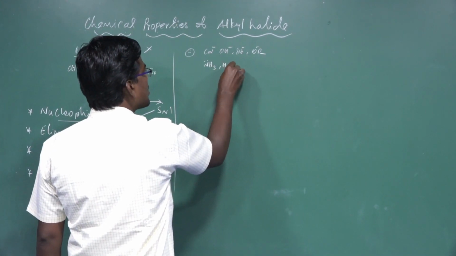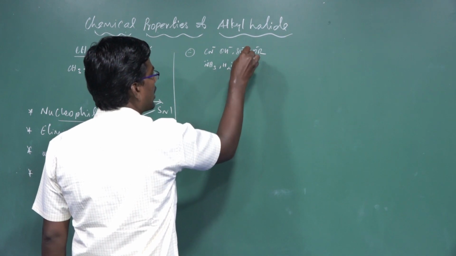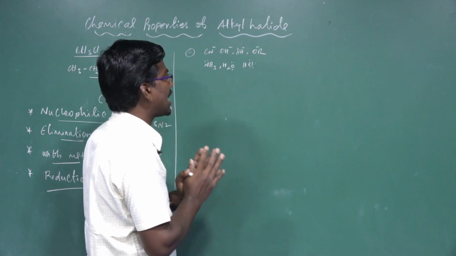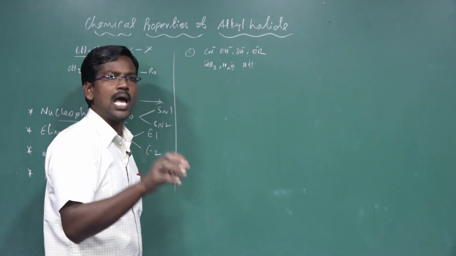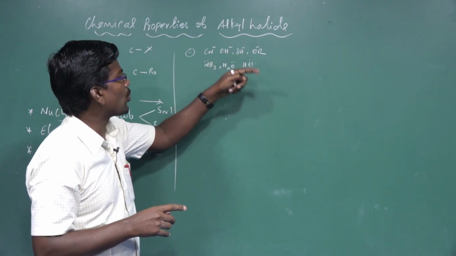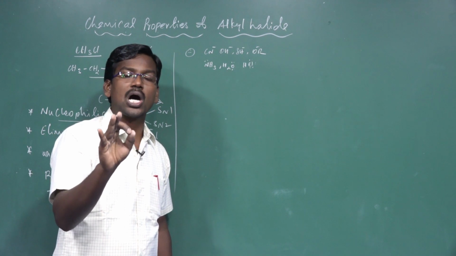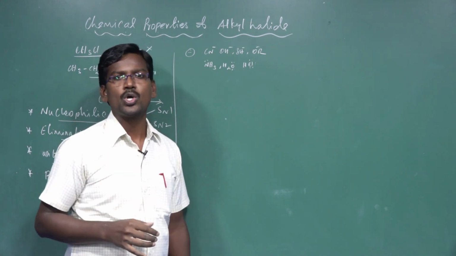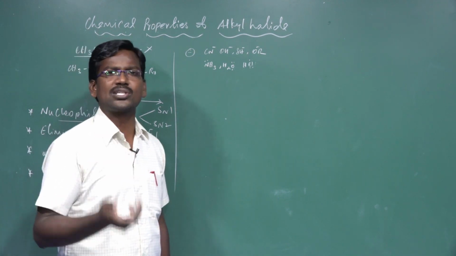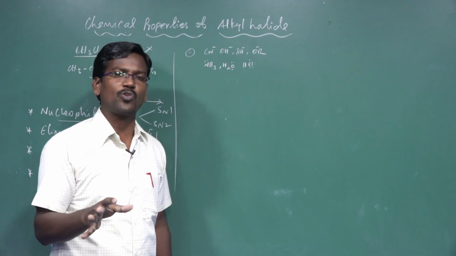H2O, where oxygen possesses 1 pair of electrons, and hydrogen chloride, where chlorine contains 1 pair of electrons. So compounds of the nitrogen family, oxygen family and halogen family all act as neutral nucleophiles. The negatively charged particles, all elements or groups of elements, act as negatively charged nucleophiles. So two types of nucleophilic reagents are there: one is the negatively charged nucleophile, another one is the neutral nucleophile.